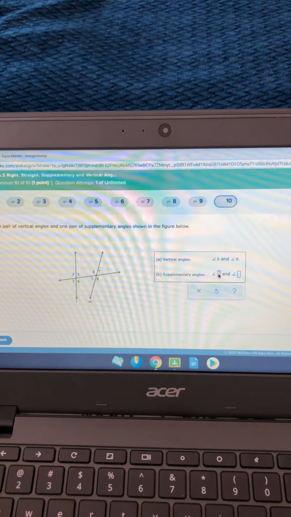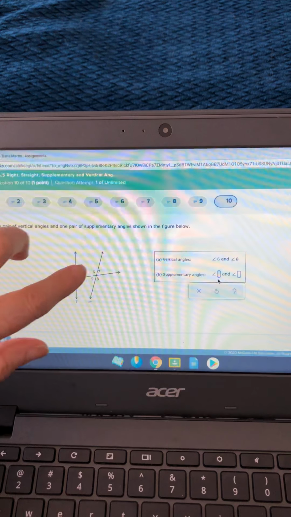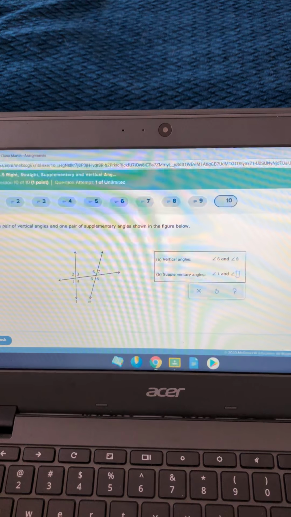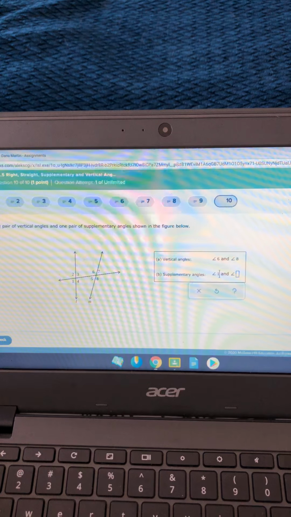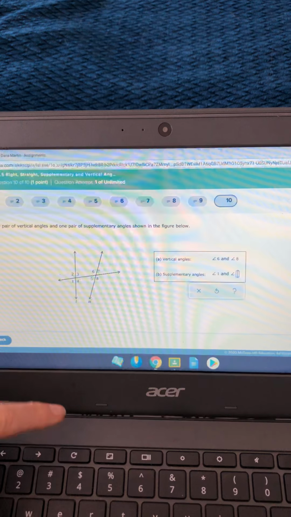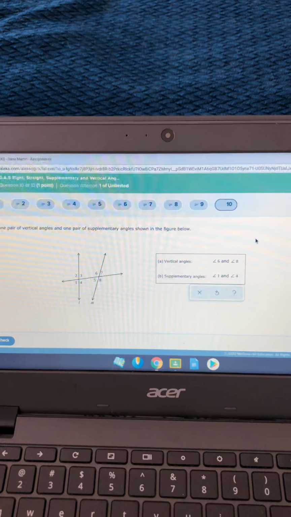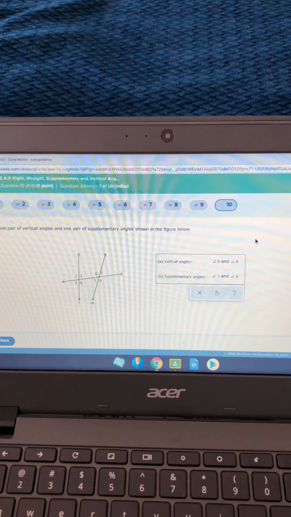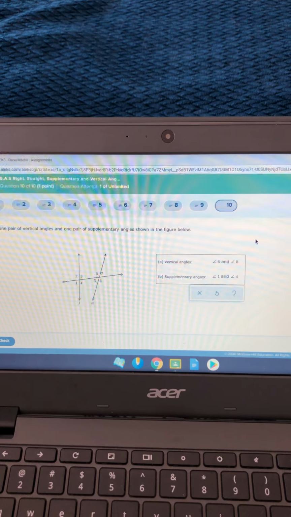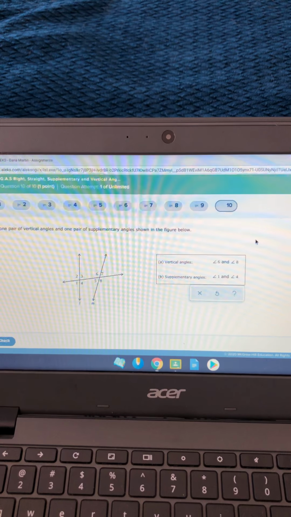2, 3, 3, 4, 4, 1, 1, 2, 5, 6, 6, 7, 7, 8, 8, 5. Take your pick. I'll do 1 and 4. It's upside down. I usually say that those are the ones that are underground because they look like they're underground. Okay, and that's the assignment. All right, real simple. Supplementary, vertical, straight angle, right angle, complementary. That's it.